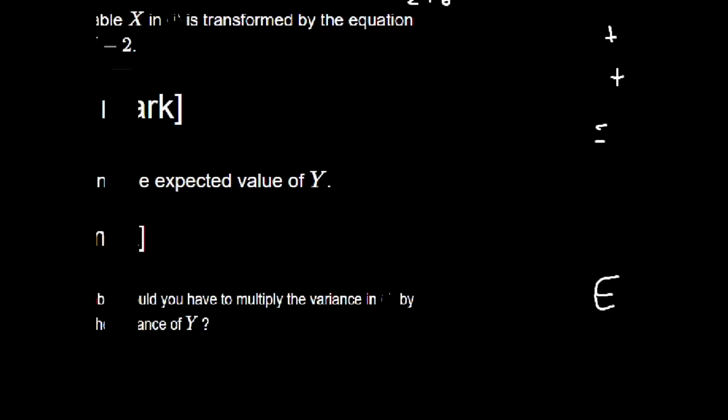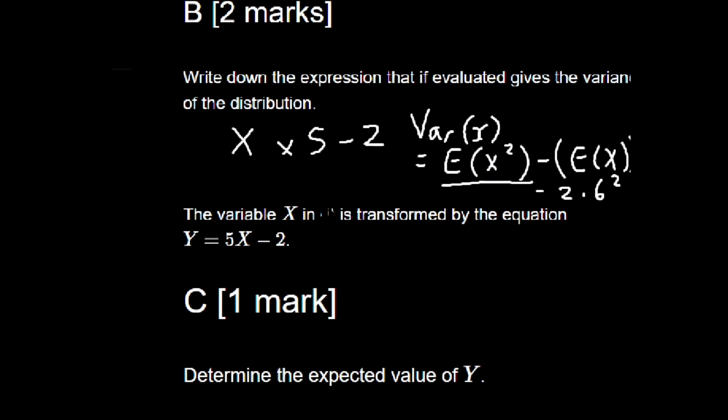Okay, so we can take it back to this one, and we can say that the variance of y, or the variance of our original equation, this variance here, is going to be equal to that 7.8 minus 2.6. Okay, and so that's the first bit.